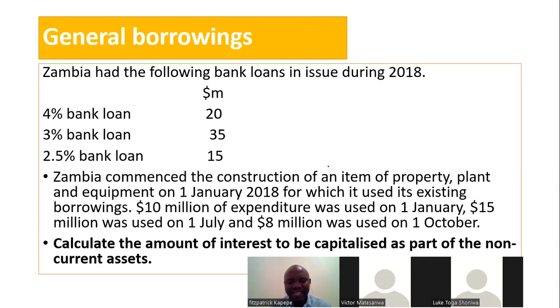So if we are to use the interest rate, which interest rate are we going to use from this? How are we going to know that what we have used is coming from the 20 million loan, or from the 35 million loan, or indeed from the 15 million? Victor, help me. We use weighted average. If we are given specifics, it was going to be very easy. Then we're going to use interest based on those specifics. But we're not given that.